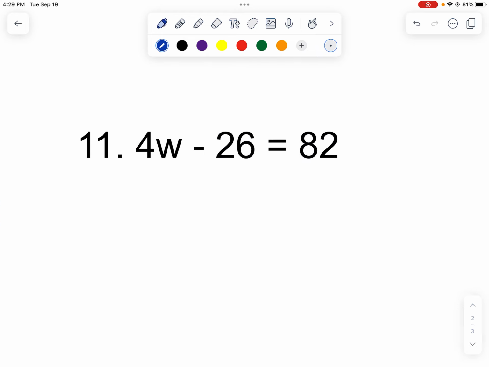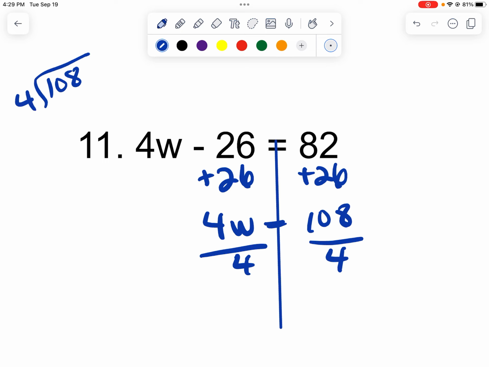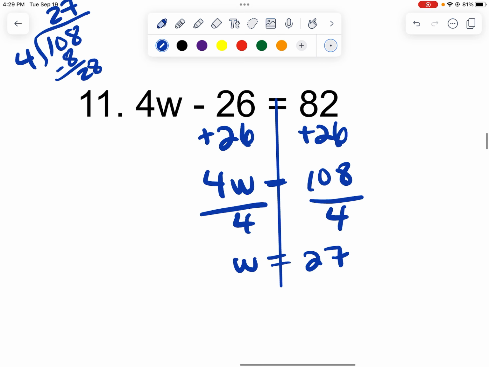Okay, this one. Again, I would add 26 to both sides. I would get 4w equals, that's an 8, that's 108. I divide both sides by 4. 108 divided by 4. That would go in 2 times, get 8. 2, 28, that would be 7. So w equals 27.